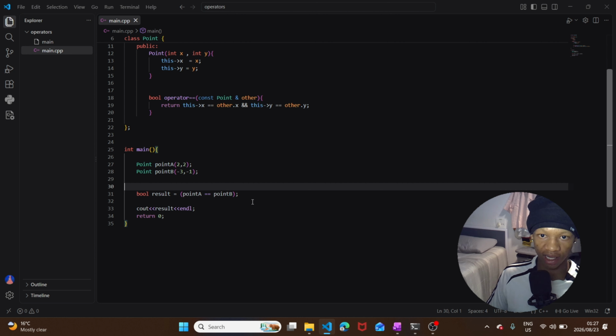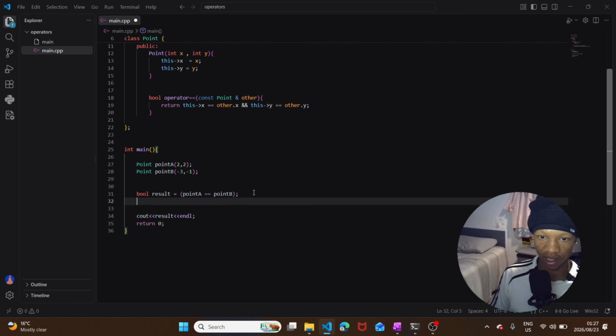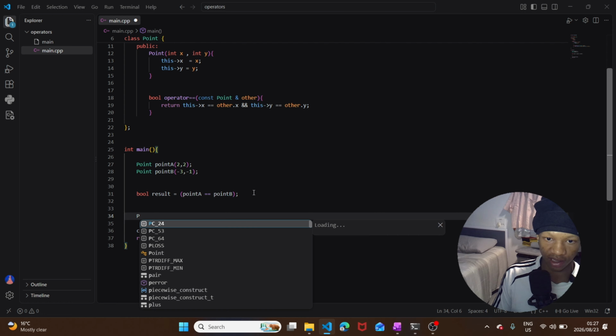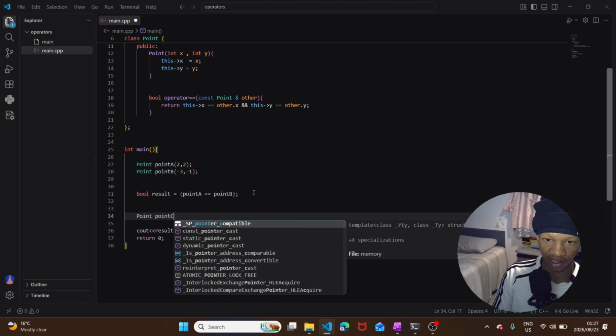So let's try and create a third point. And with this third point, what we're going to do is add the 2 points that we already have. Let's go ahead and try that. Let's go ahead and say point C, in this case.